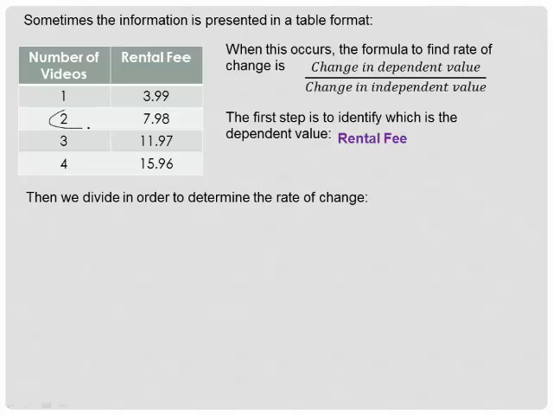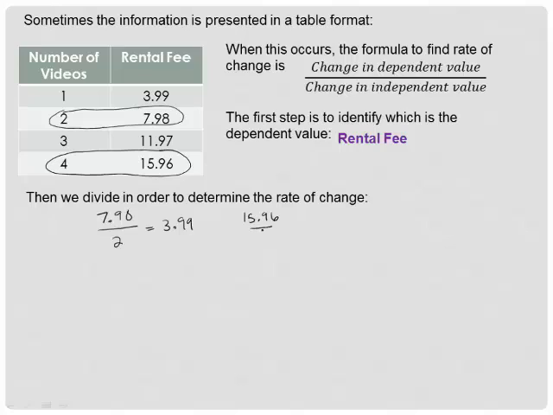So we can just pick any of these points, 798 being the dependent, divided by 2, and that will give me 399. Or I can try another point, 1596 divided by 4 will also give me 399. So my rate of change is 399, and to put this into the format of a direct variation, I get y is equal to 399x.